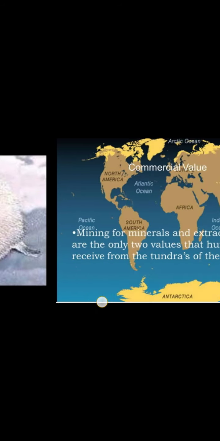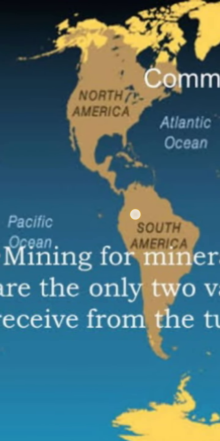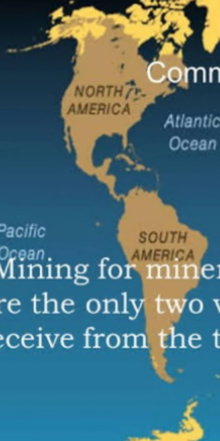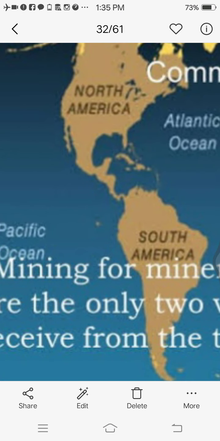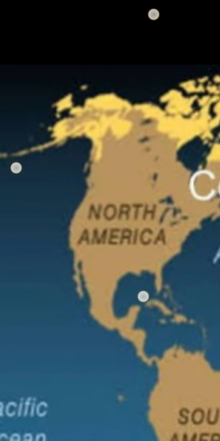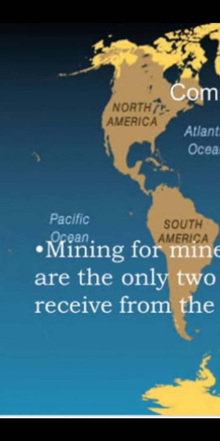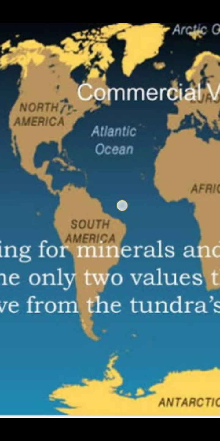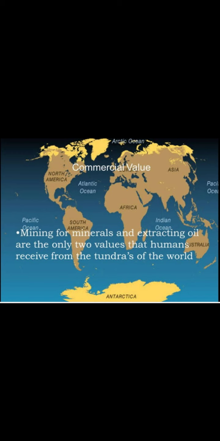The famous example of mining is, in the northern region, Alaska. Here we find Alaska. Mining sources are found in these tundra regions, and it is very important from the point of view of mining. We find different kinds of coal, oil, and similar resources in this region.